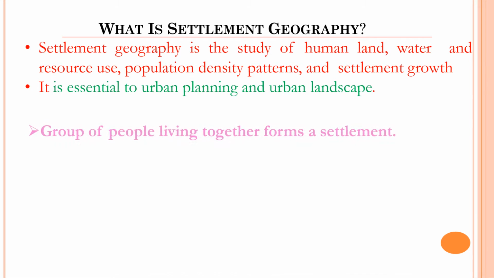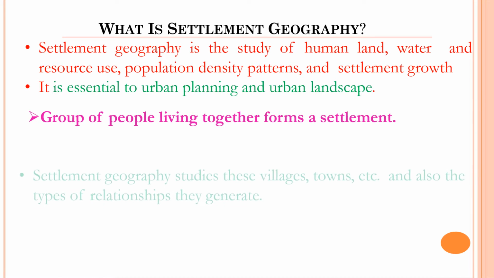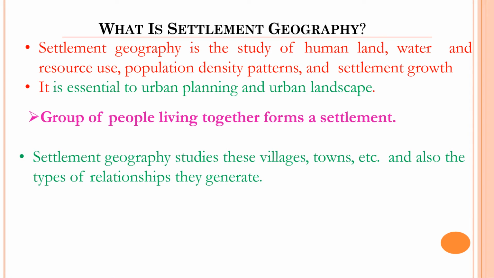Settlement means a group of people living together. Settlement geography studies the village, town, etc., and also the type of relation these generate. The type of relation means the relation between the environment and the settlement.